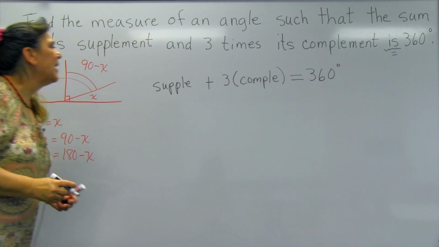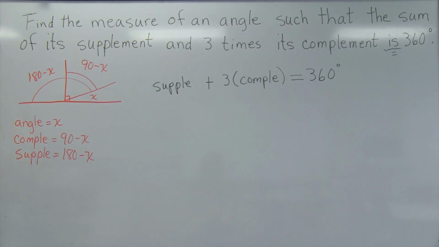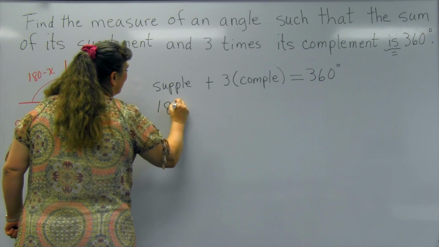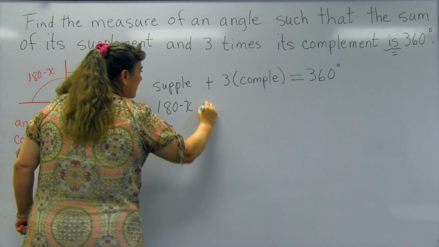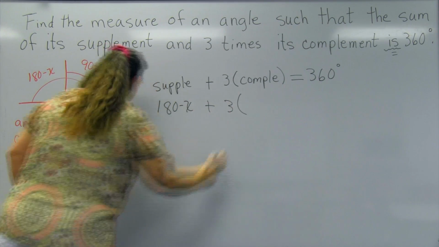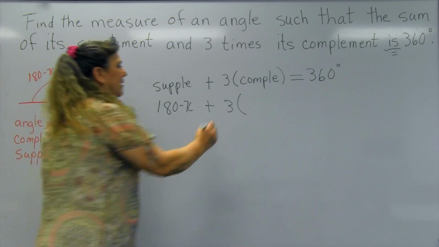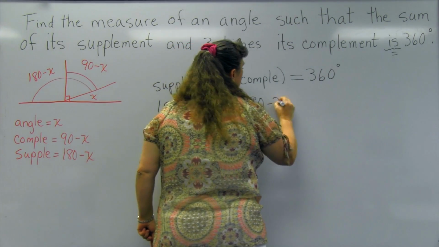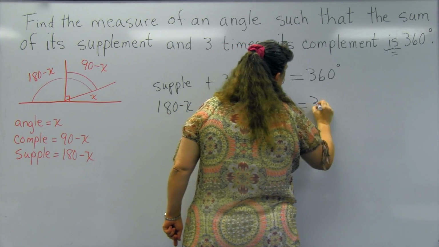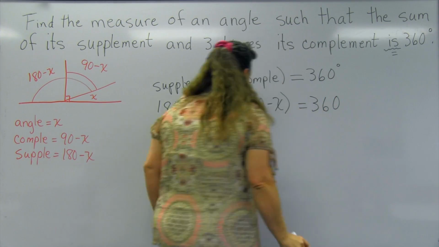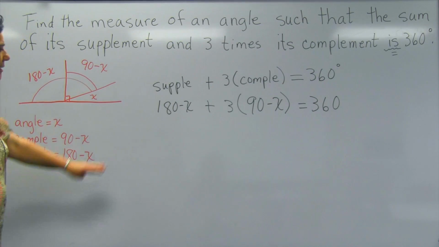Okay, now going back. Again, let's look. We have to look at what supplement is. The supplement is what? In our labeling, yeah, you got it. It's right, 180 minus X. So we're going to put that in for that one. Plus 3 times, what's the complement? Come back to your labeling. What's it say? 90 minus X, or look at the picture. Either way, 90 minus X equals 360.